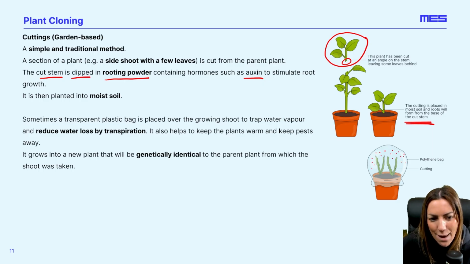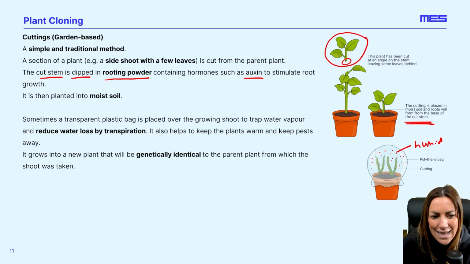As water evaporates from the leaves of the growing plant, that water vapor will be trapped in the bag. It will make it nice and moist or nice and humid in here, which will help to reduce water loss by transpiration. So there's a few reasons you could give for the benefit of that.